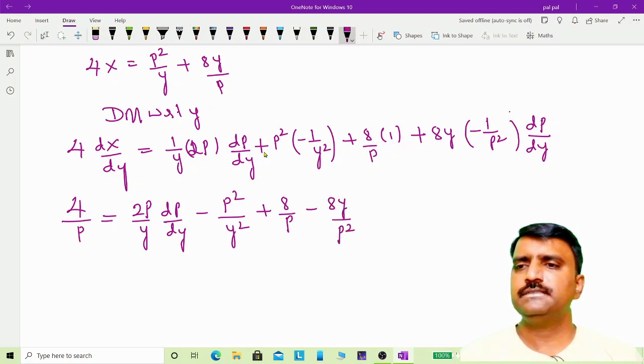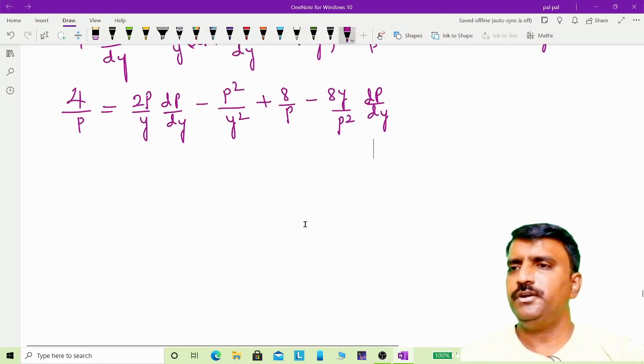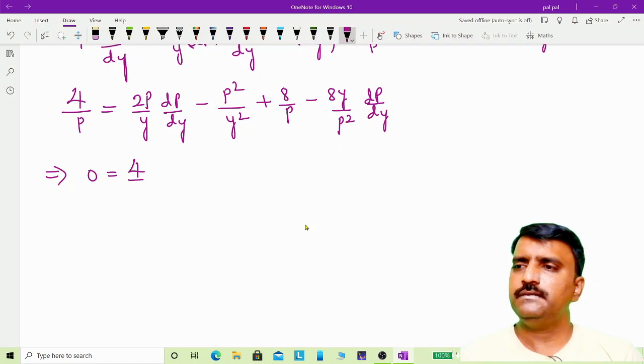8y by p square into dp by dy. So now we have to simplify this. So which implies that 0 is equal to, take 4 by p to the right hand side, as 8 by p minus 4 by p is 4 by p. So it is 4 by p minus p square by y square, minus p square by y square.